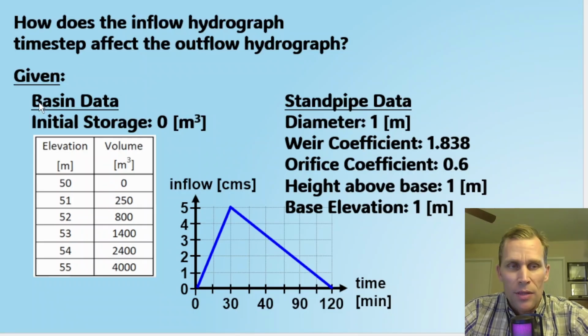All right, so we're also given some basin data. The initial storage is 0. Here is the geometry of the detention basin. We're going to need all of that information. Here is the inflow in units of CMS versus time in minutes. That's the horizontal axis. And this 40 is supposed to be a 60. Sorry about that. And we also have some information about the standpipe. That is how water exits the detention basin. All right, so keep that information at your disposal.